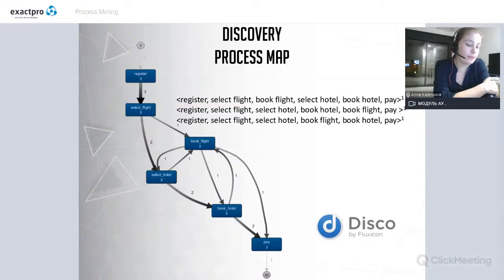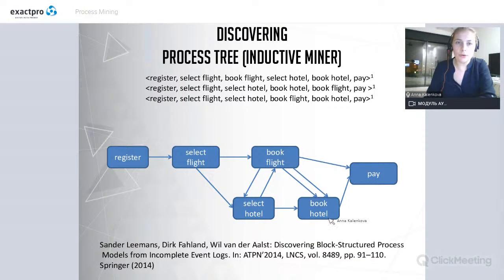If we, for instance, have an information system, a software system, and we want to be precise, we want to understand the exact behavior this system produces. There is one algorithm that is called inductive miner. It is inductive because it constructs a process model inductively from this process map. So suppose we already have this process map, and we want to construct a model that is closer to our event log. So let's do that.